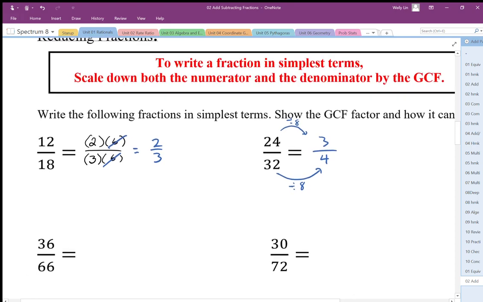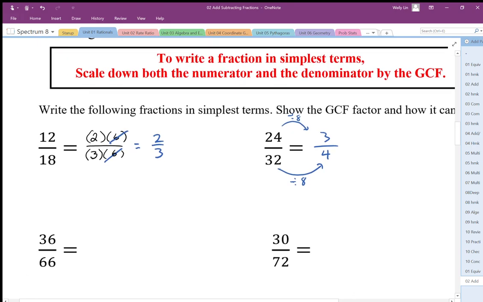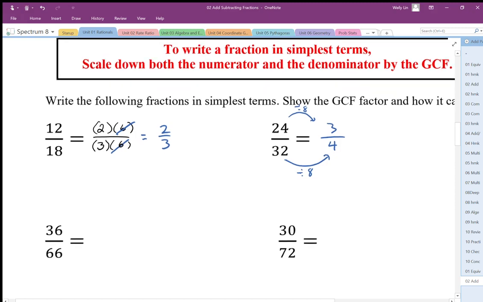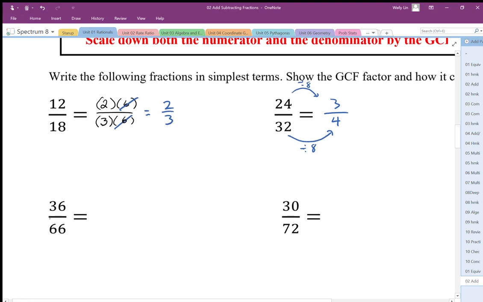Okay, so either way, you want to do this. I want you to show me that multiplying dividing factor. Okay, so this one here, the greatest common factor involved here looks like to be 6. So I'm going to write it this way: 6/6.